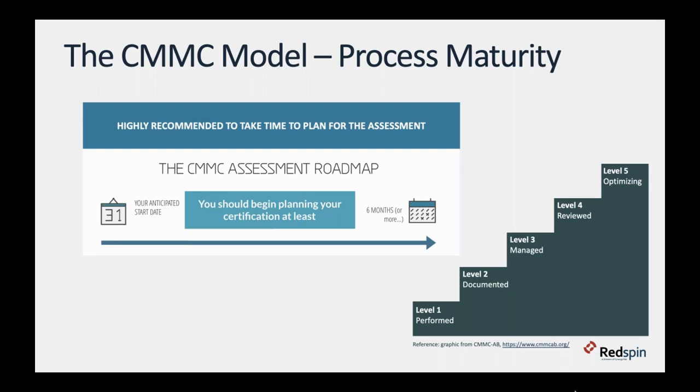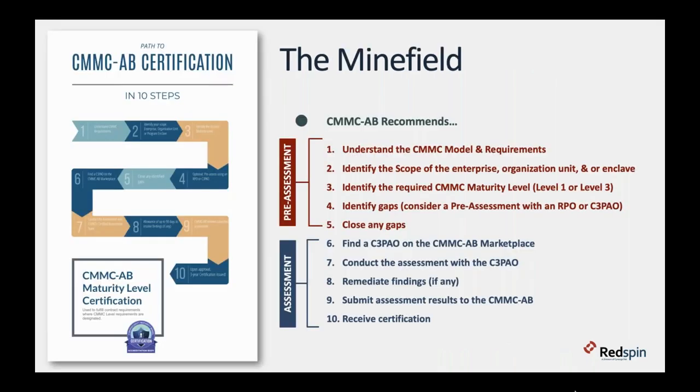Next slide, please. So we're finally going to move into step 2. We're moving from step 1. As you can see, step 1 is very involved. Take time to grasp the model and its requirements. Step 2 requires the contractor to scope the environment in order to reduce the footprint for the assessment.